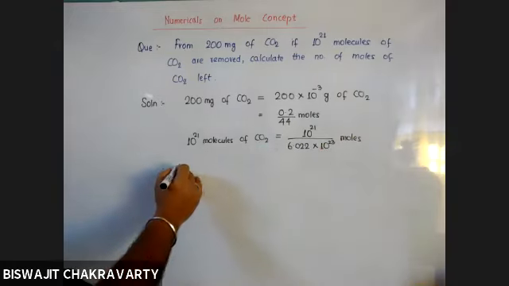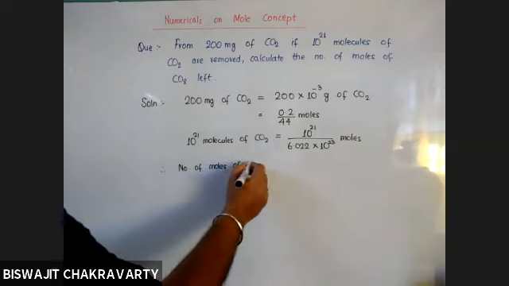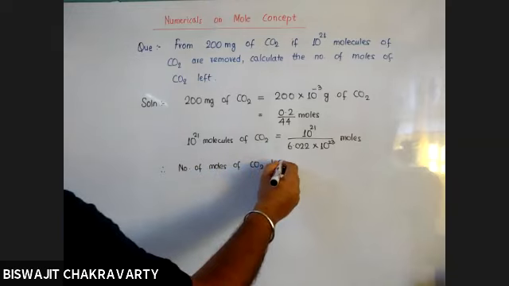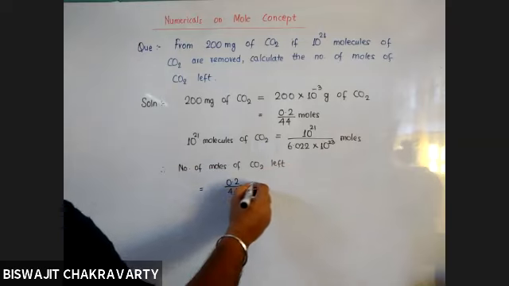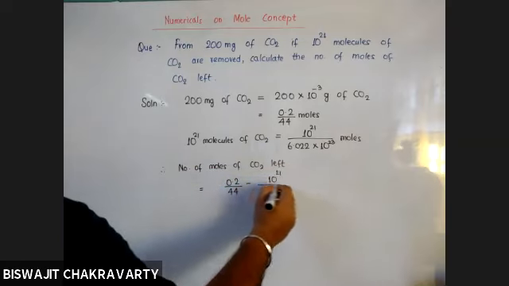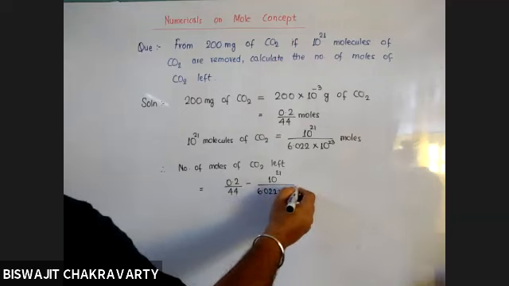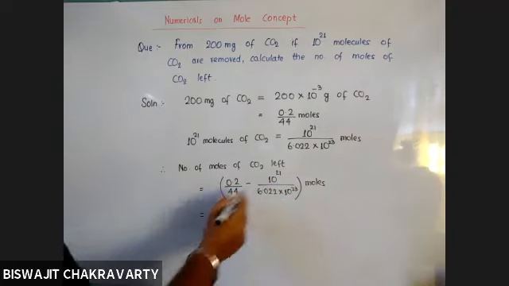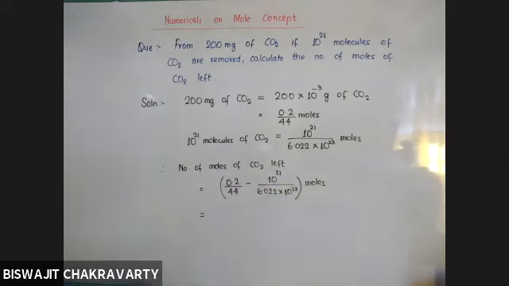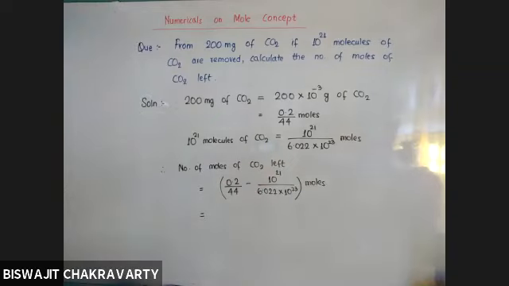So therefore, number of moles of CO2 left will be equal to 0.2 by 44 minus 10 to the power 21 by 6.022 into 10 to the power 23. The unit will be moles. Rest is calculation. Have you understood up to this much? Okay, fine. So thereafter you do the calculations.